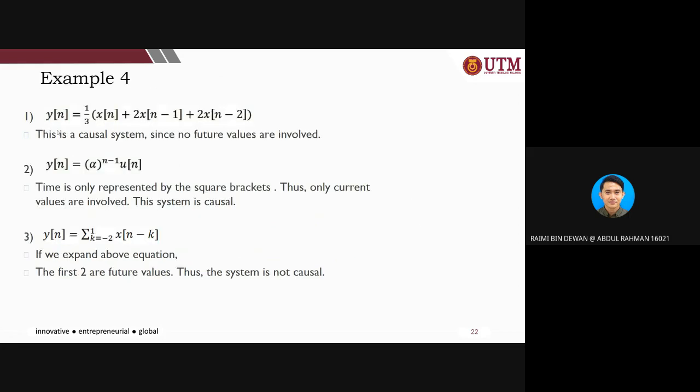So for examples, you see here, y[n] equals 1/3 of x[n] plus 2x[n-1] plus 2x[n-2]. If you see here, this is a causal system because no future values are involved. You can see that n minus 1 means it is a time delay. Okay, it is time delayed.